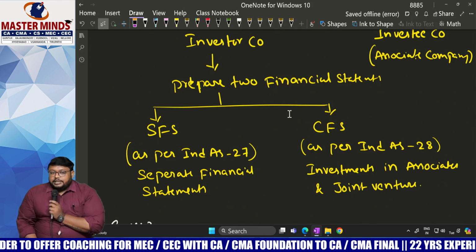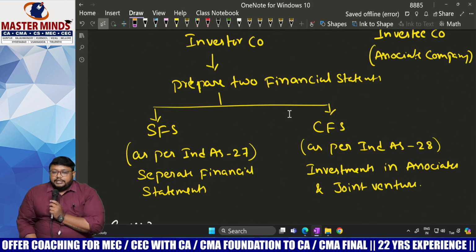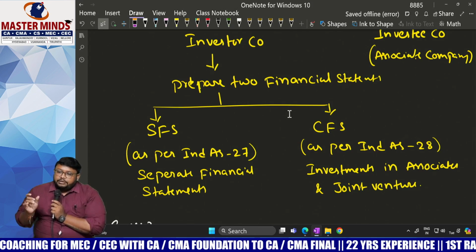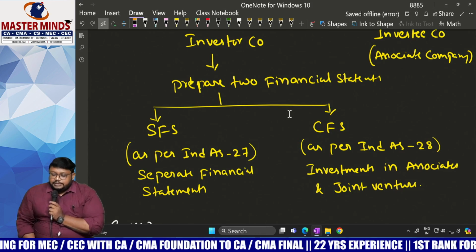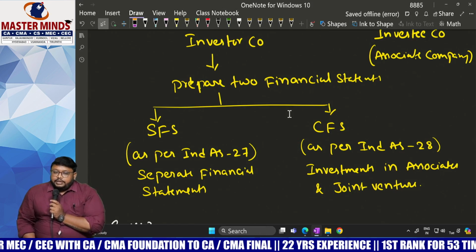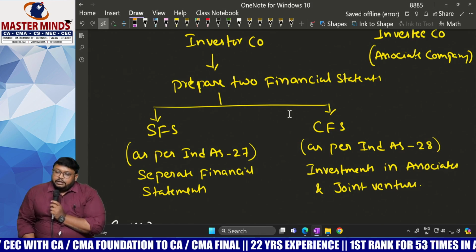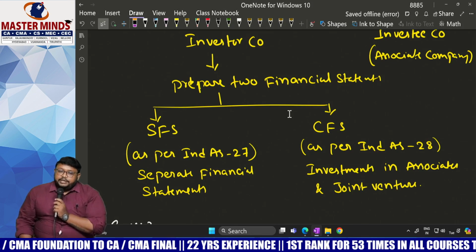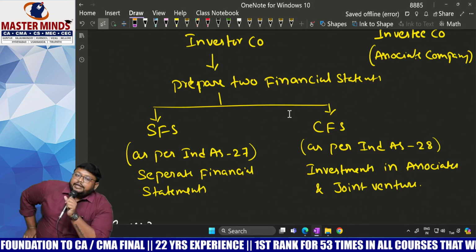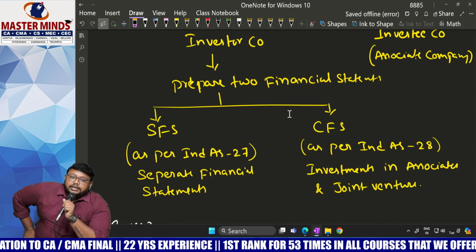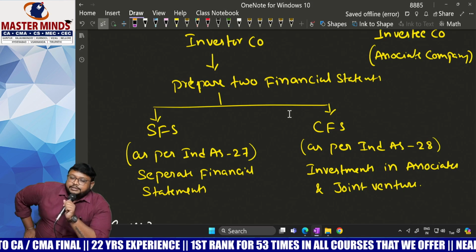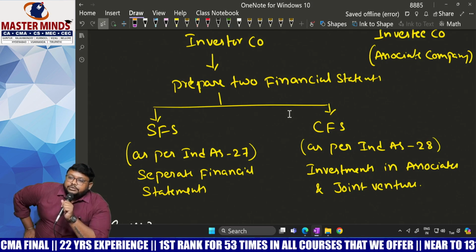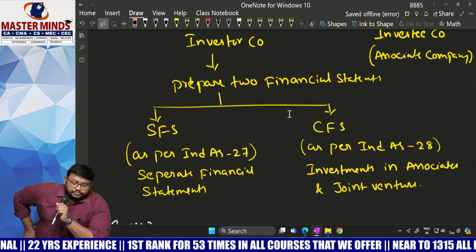For separate financial statements we will follow Ind AS 27. Ind AS 27 deals with only separate financial statements. For consolidated financial statements, Ind AS 28 will apply here. Ind AS 28 deals with investments in associates and joint ventures.